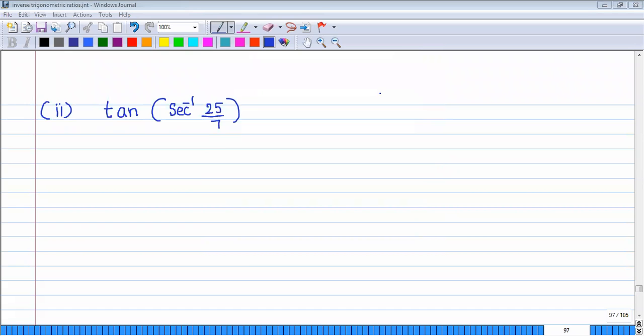So if you say secant inverse 25/7 is theta, what shall we find? The answer is tan inverse 24/7. 24/7 is the answer. That's all.